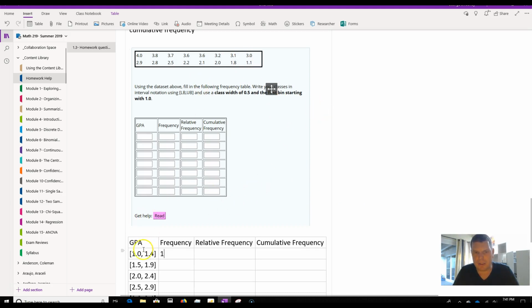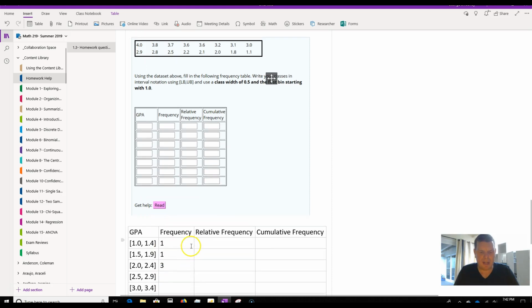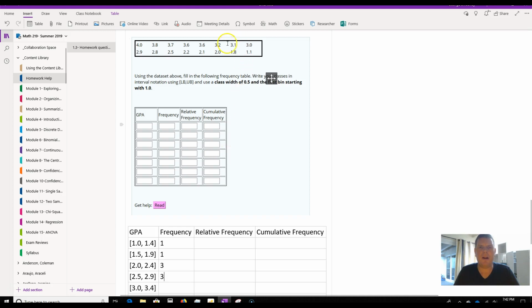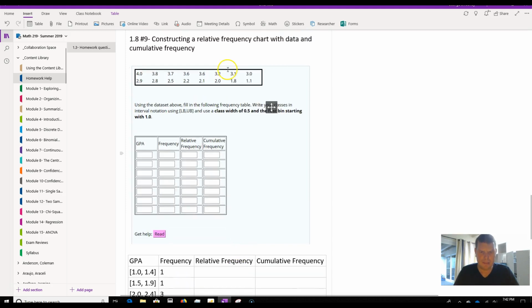So there's 1 that's between 1.0 and 1.4, that's the 1.1. Now we go next, it's 1.8, right? Well, that's the only one that's going to be in 1.5 to 1.9, and there's a 1. For 2.0 to 2.4, I want to look for data elements 2.0, 2.1, 2.2, but we don't want 2.5, so there's now 3 of those data elements. 2.5 to 2.9, that's 2.5, 2.8, 2.9. There's 3 data elements right there, okay? Then 3.0 to 3.4, 3.0, 3.1, 3.2. So there's 3 data elements there, okay?